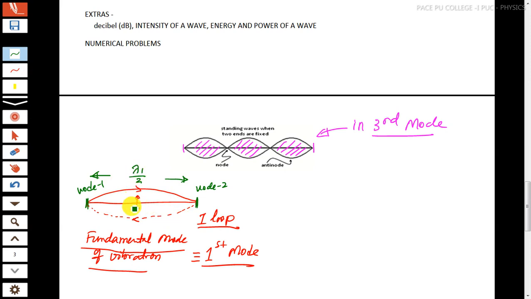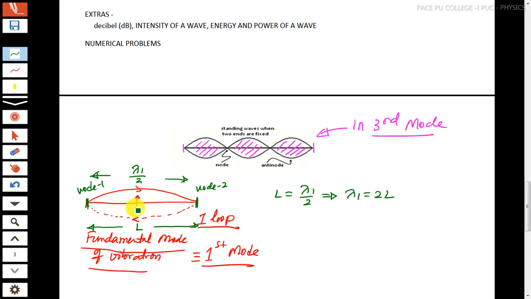Say the length of the string is L. In future I am not going to change this length; I am keeping the length fixed. So here the length is equal to lambda 1 by 2, and further I can rewrite it as lambda 1 equal to 2 times L.